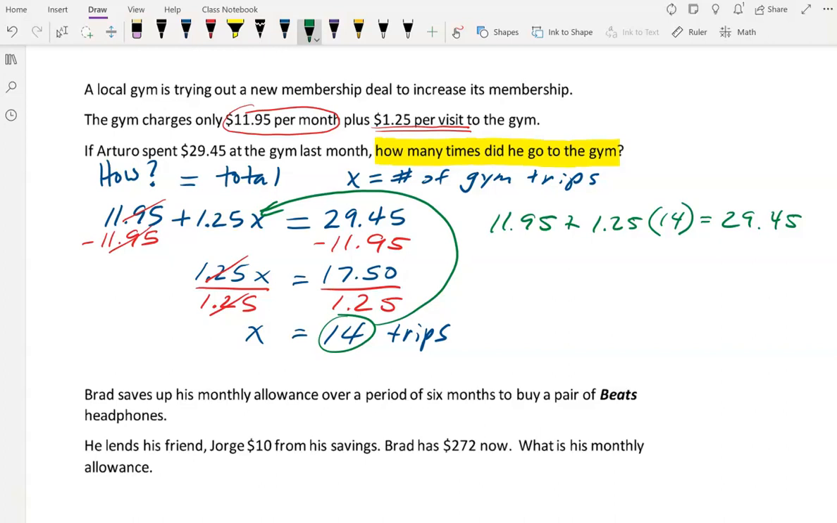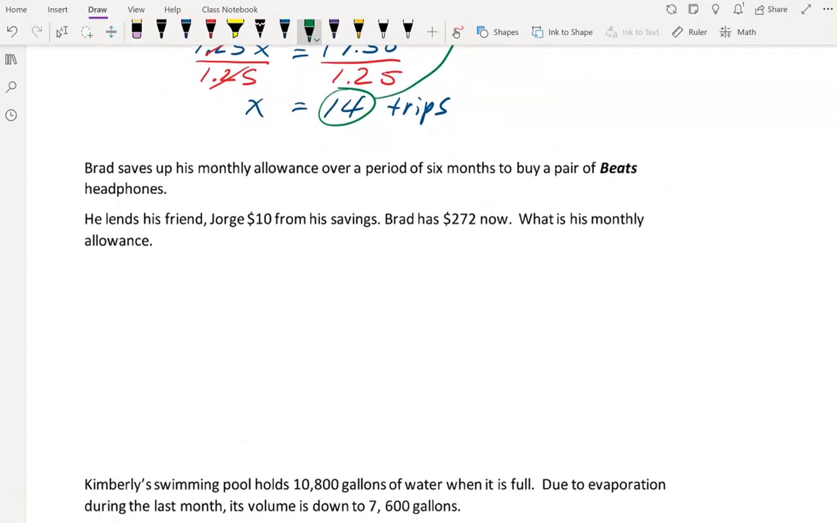Okay, well, there you go. That's our first example. Let's look at our next one. Brad saves up his monthly allowance over a period of 6 months to buy a pair of Beats headphones.